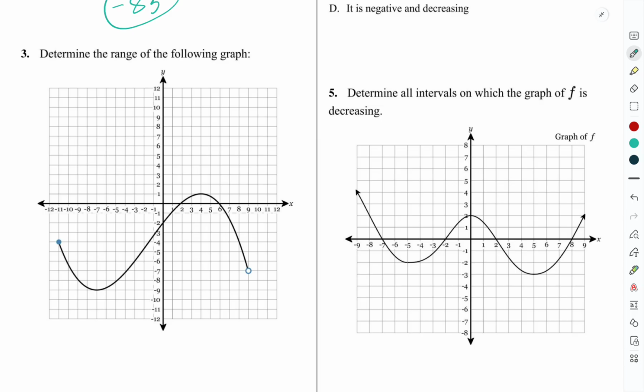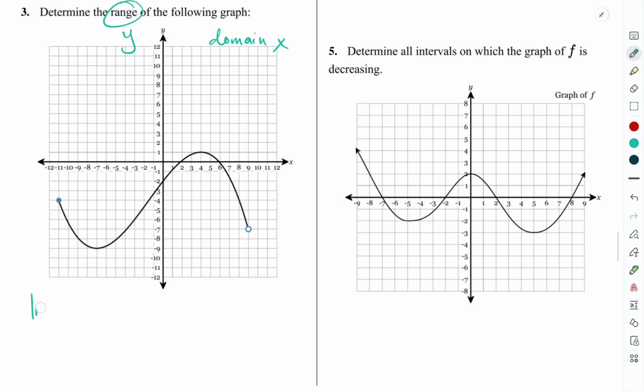Okay, now we gotta tell some things about functions. We're not just evaluating them. We're not just saying I can plug something in for it. I've got to say details about it. For example, domain and range. Range is y, domain is x. Okay, we learned 2 different ways to write these. We learned the inequality way, and we learned the interval notation way.